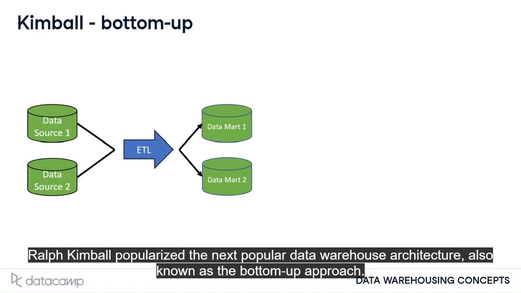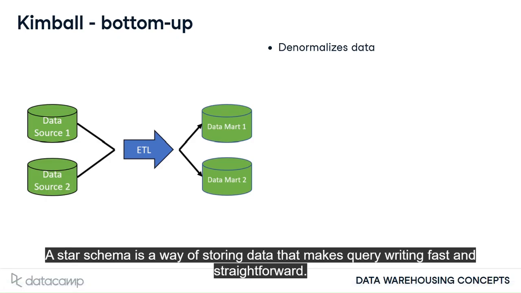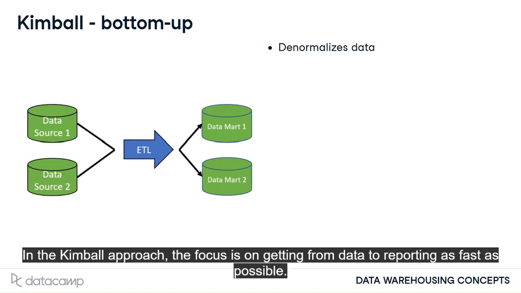Ralph Kimball popularized the next popular data warehouse architecture, also known as the bottom-up approach. In this approach, a star schema is a way of storing data that makes query writing fast and straightforward. In the Kimball approach, the focus is on getting from data to reporting as fast as possible.